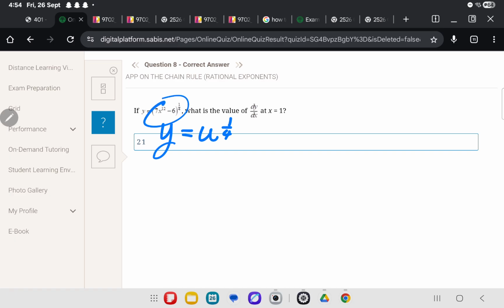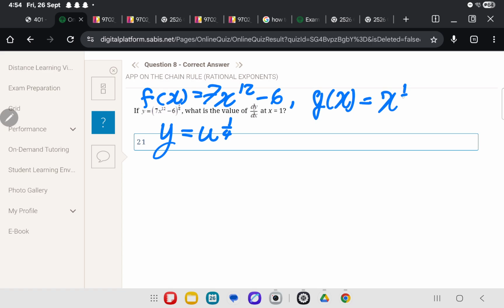Because as you can see, it's a function inside of another function, right? That's essentially what the chain rule is. This here is a function, right? I can say f of x equals 7x squared minus 6. And then 1 over 4, I can write it as a function too. I can write g of x equals x to the power of 1 over 4.